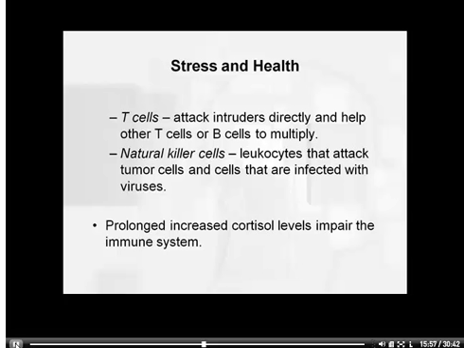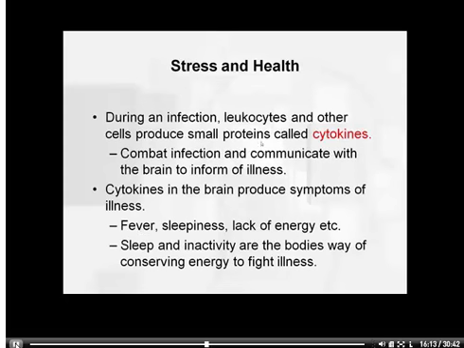So prolonged increased cortisol levels impair the immune system. So basically when you're making the body work, it doesn't have time to replenish the armies, and so all of these weaken. Let's see, I think the next one is cytokines. Yeah, okay.